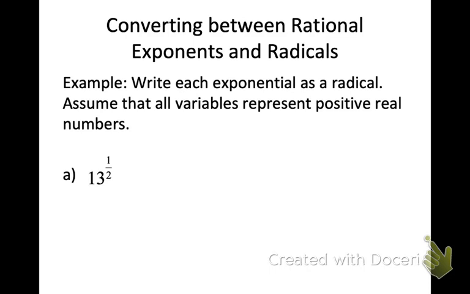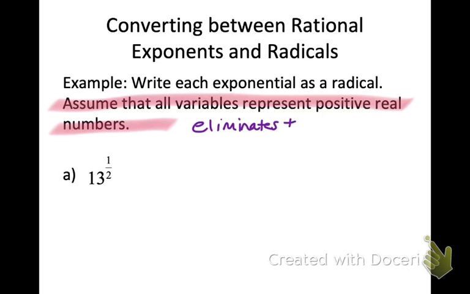So now let's just work through a whole bunch of these. If you don't write the whole directions, just put the problem. You'll notice in section 8.2, the directions add a new line that says, assume that all variables represent positive real numbers. And what that does for us is it eliminates the need for absolute value signs around our variables.